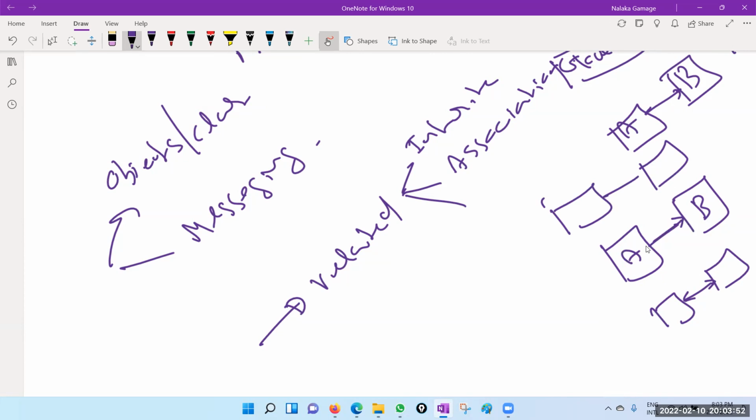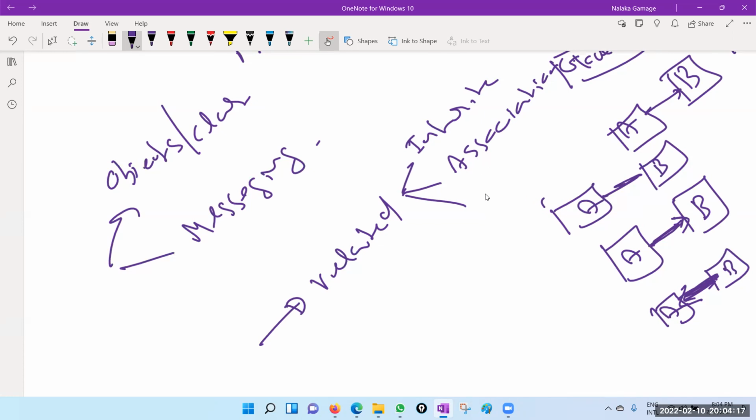So here A can call the behaviors of B, but B cannot call the behaviors of A, because this is unidirectional. If it is something like this, now B can call the behaviors of A, but A cannot call the behaviors of B. But here, bidirectional, A can call the behaviors of B and B can call the behaviors of A. Okay, so that is association.